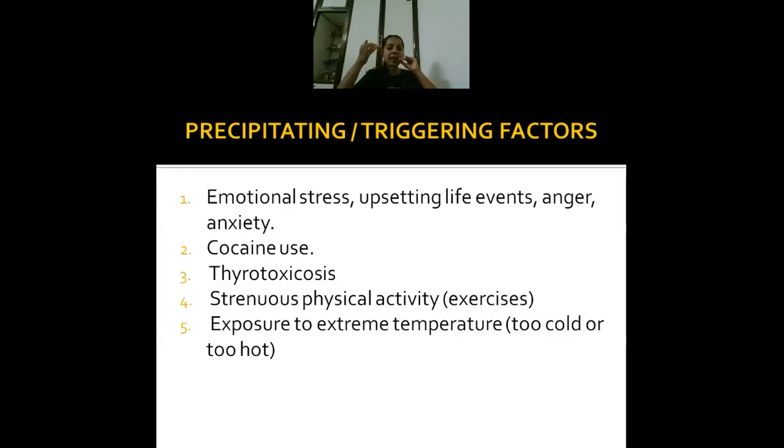Next is exposure to extreme temperature, like very cold or very hot temperature. This I have already told, isn't it? That is why, especially when you are taking showers or a bath, we see that a lot of people have got a heart attack and died. You should not take a bath in too cold or too hot water, and it should not be that it is extremely cold temperature and again you are taking a bath in very hot water or very cold water. That time also it can trigger MI.